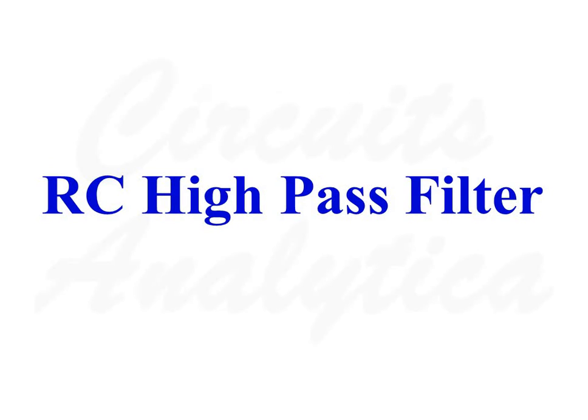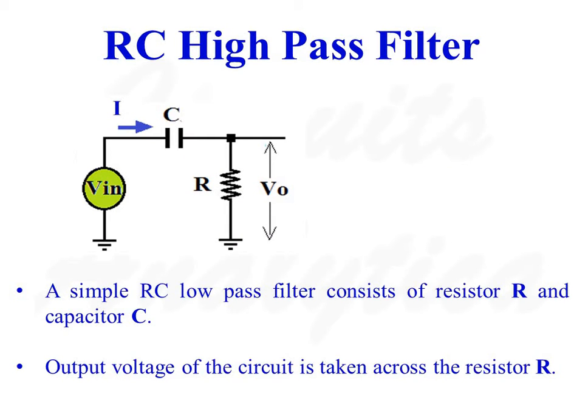In this video, we will discuss RC high-pass filter. This is the circuit diagram of a RC high-pass filter. A simple RC high-pass filter consists of resistor R and capacitor C. Output voltage is taken across the resistor R.